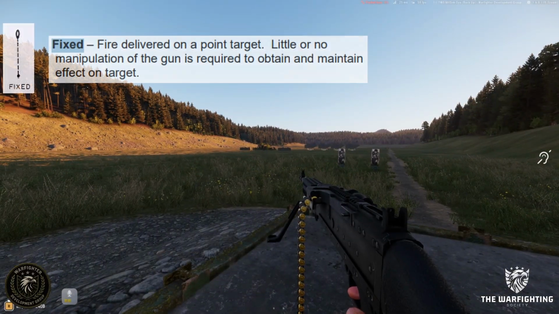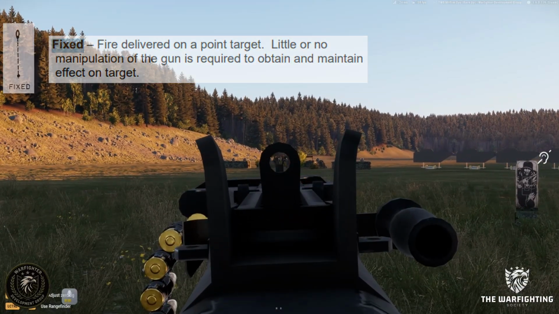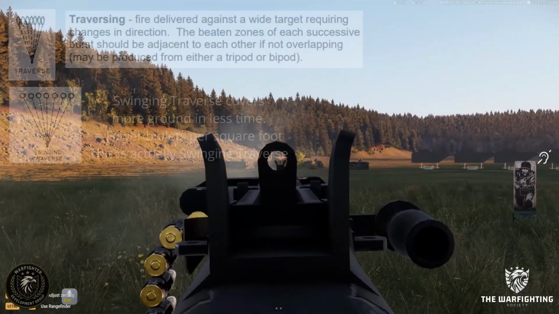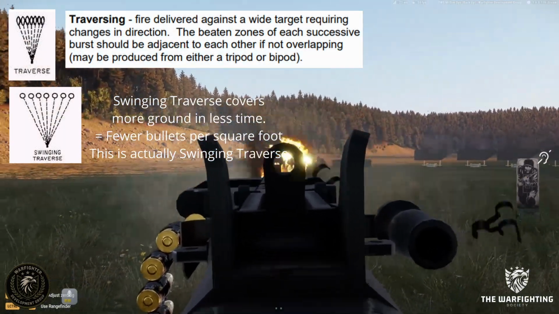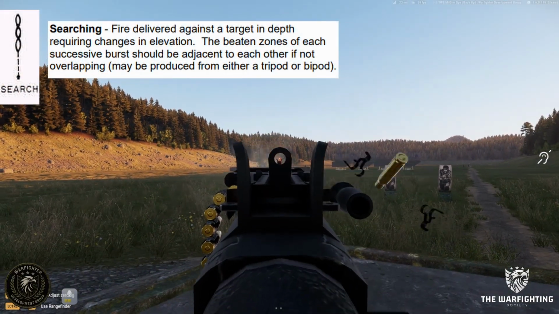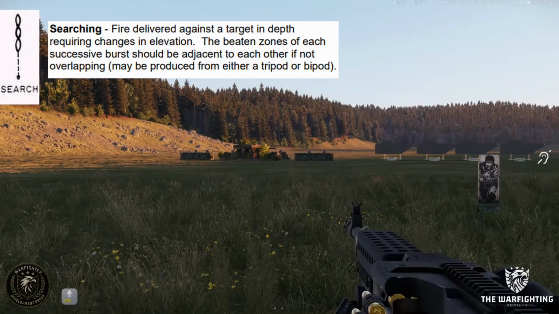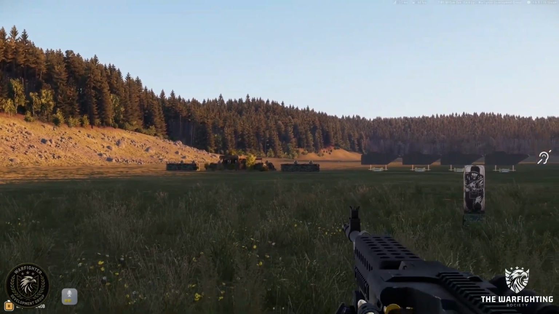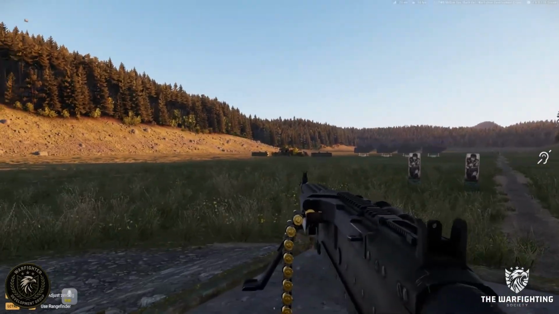Believe it or not, we have even more kinds of fire. We have fixed fire, so firing on a single position, like the window of this bunker. We have traversing fire, which would be going right to left and left to right. And we have searching fire, which would be up and down. And these are going to be done for obvious reasons, right? Searching would be shooting at depth because the enemy is at different heights. Traversing would be laterally, fixed in a single position.